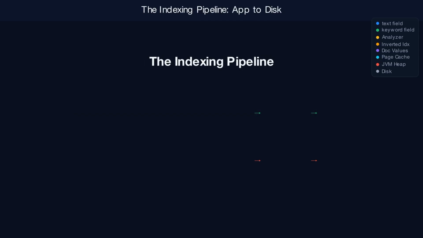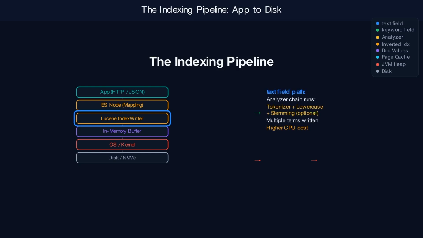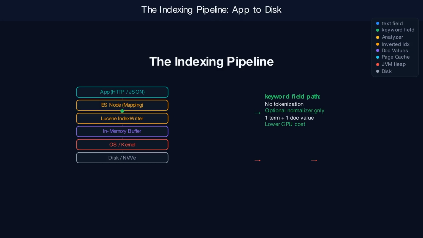Now let us trace what happens during indexing from the application layer down to the hardware. Your application sends a JSON document over HTTP to an Elasticsearch node. The node parses the JSON, looks up the mapping for each field, and routes the document to the correct primary shard. Inside the shard, the Lucene index writer takes over. For a text field, the analyzer chain runs. Character filters clean the input, the tokenizer splits it into tokens, and token filters transform them. This chain consumes CPU cycles proportional to the complexity of analysis. Stemming, synonym expansion, and language-specific analysis add more processing.